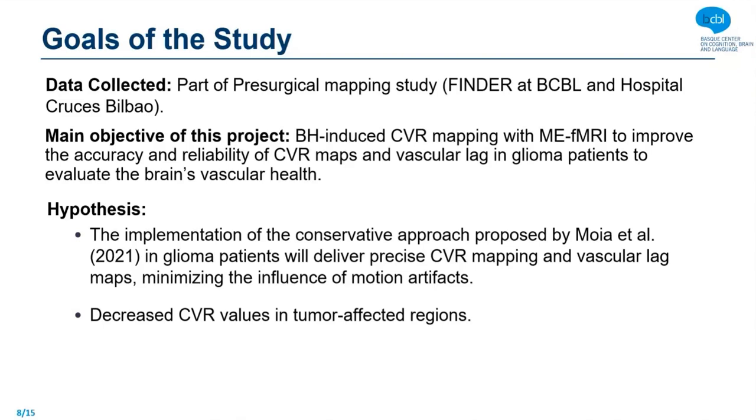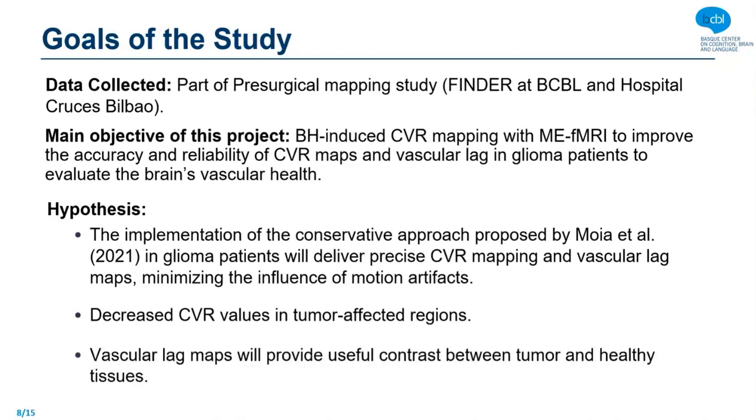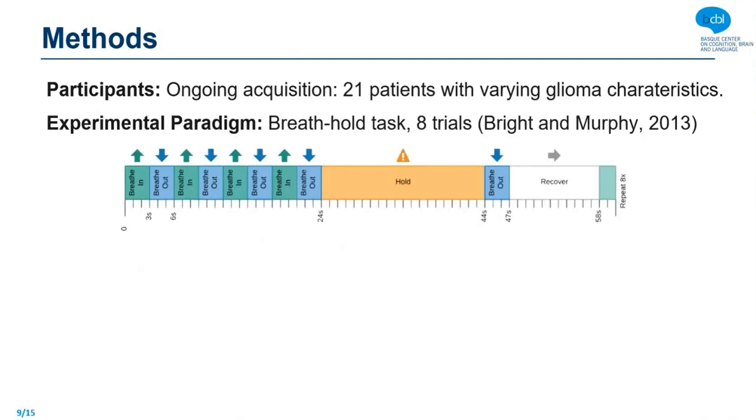Also, there will be a decrease of CVR values in tumor-affected areas, and the vascular lag maps will provide a useful contrast between the tumor and the healthy tissue. So the methods: an ongoing acquisition of 21 participants so far with different glioma characteristics.